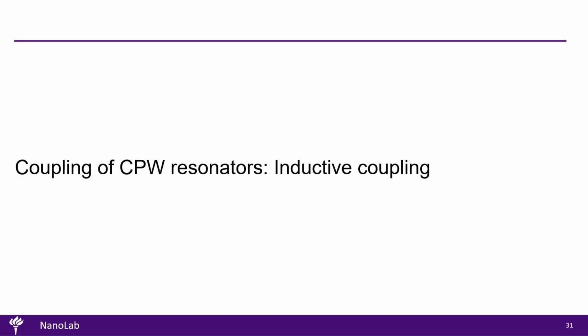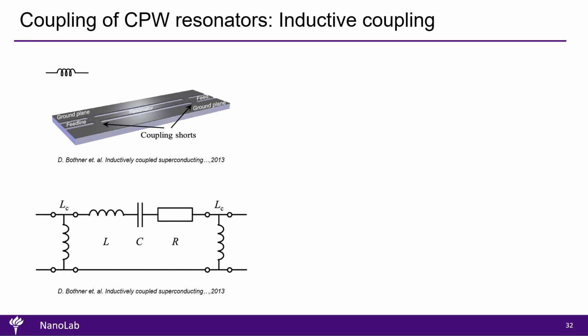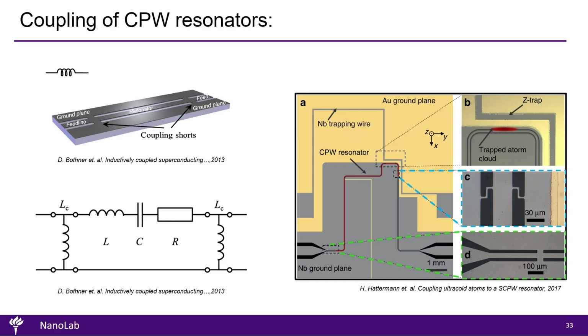Although capacitive coupling has been the predominant method in superconducting CPW resonators, inductive coupling has also been studied. In this example, we see a short-ended half-wavelength CPW resonator, also shorted to the feed line. The local impedance discontinuities at both ends act as shunt inductances to ground, represented in the RLC model by L sub C. On the right side of the slide, a real implementation of this inductive coupling is shown. The CPW resonator is highlighted in red in panel A, while panels C and D provide close-ups of the inductive coupling at each end.